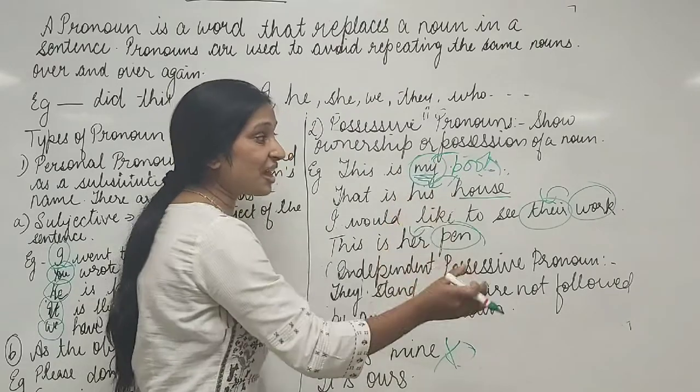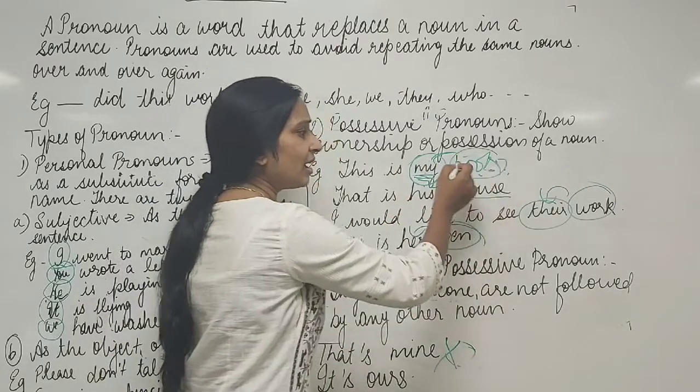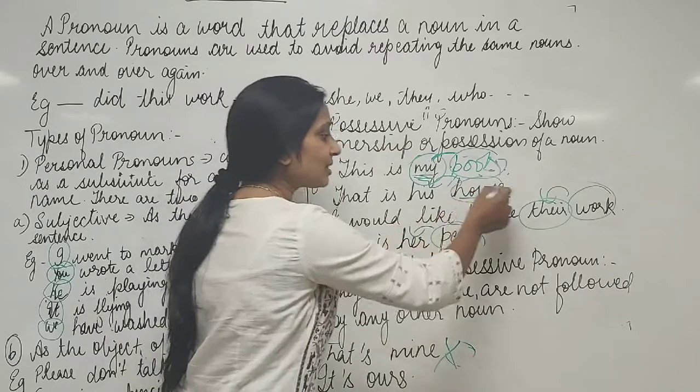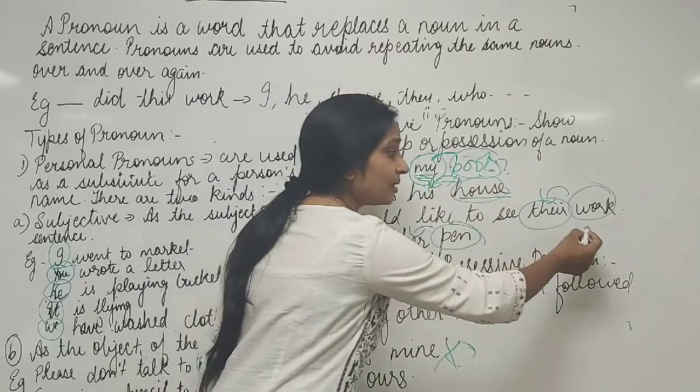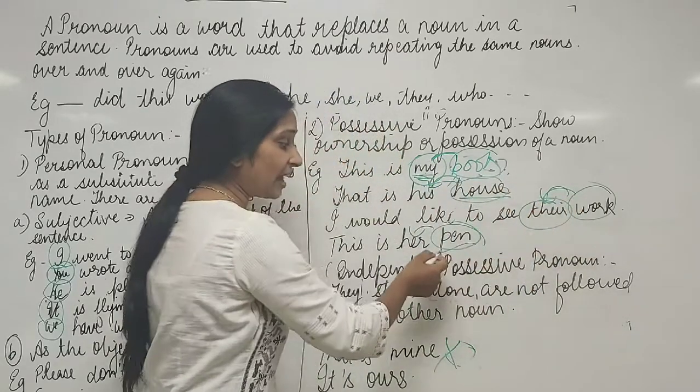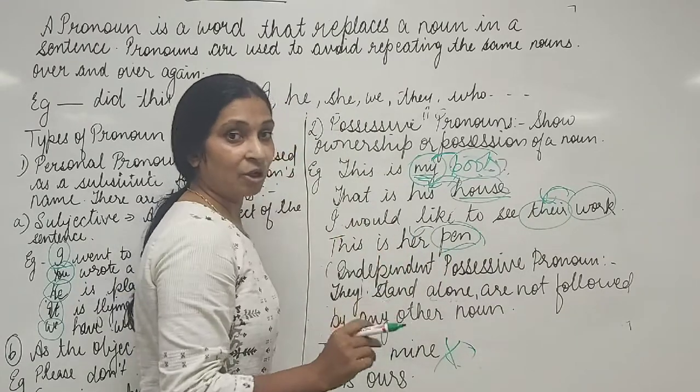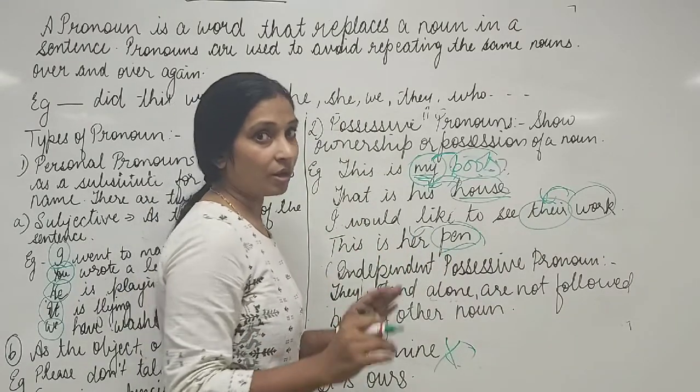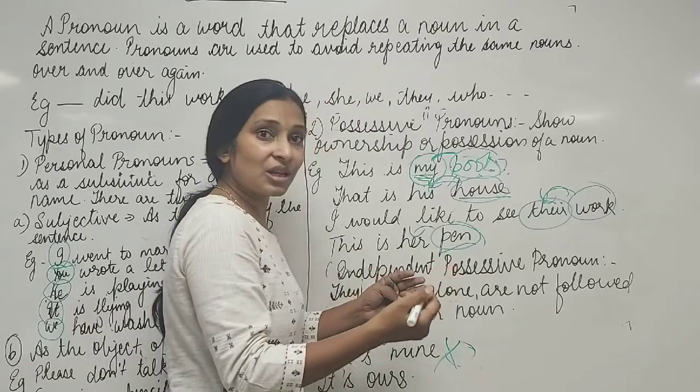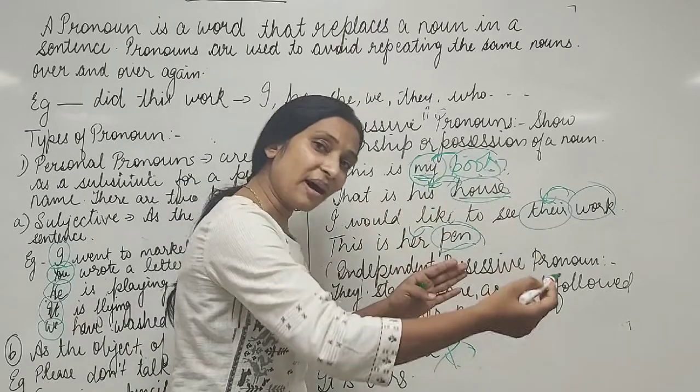Here possession has been shown. Book किसकी है? My. House किसका है? His. काम किसका है? Their. Pen किसका है? Her. तो possession has been shown. But किस चीज का possession है? वो pronoun के बाद use हुआ है.